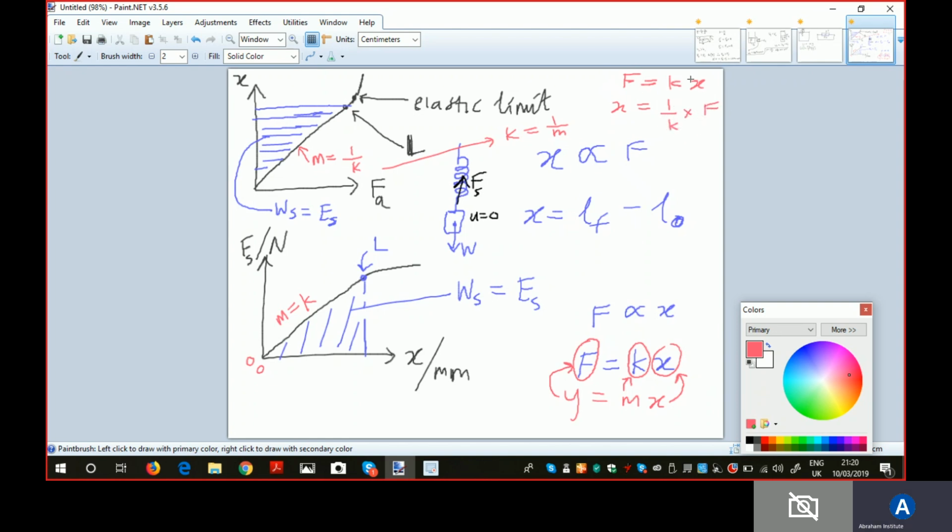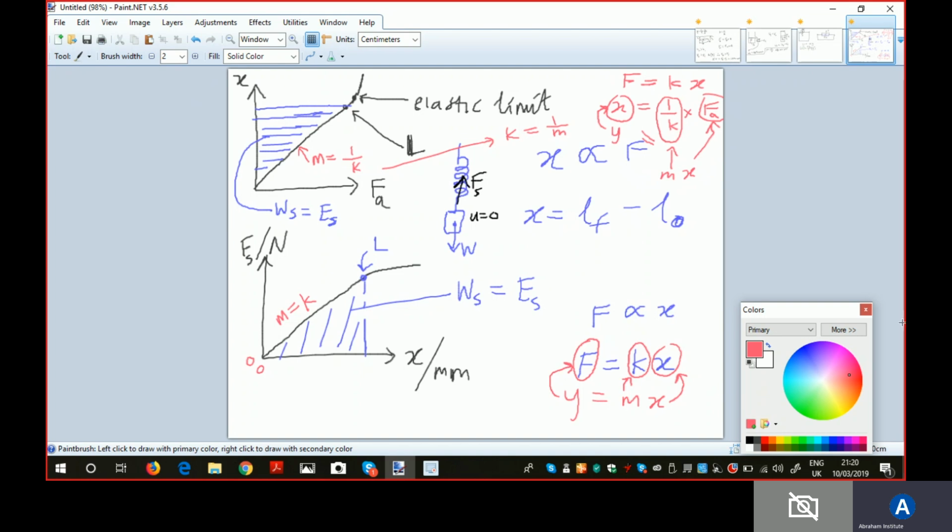Can you see that I moved this to the other side? Then this is my y, because here this is on the y-axis. What is on the y-axis is this, and this is the y equals mx, right? So here this whole thing will be your gradient, okay. And then this is what you have on your x-axis, which is this one, F.